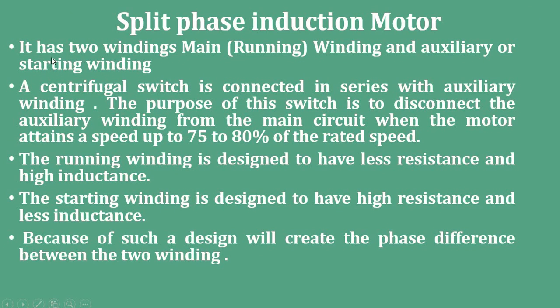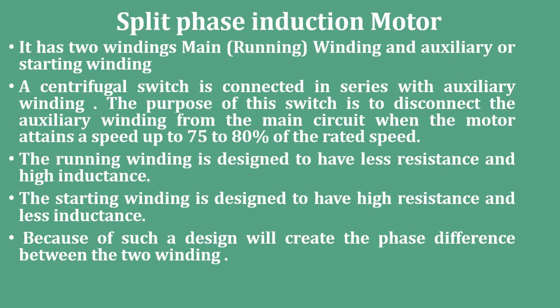You can see the description here. It has two windings, the main running winding and the auxiliary winding. A centrifugal switch is connected in series with the auxiliary winding. The purpose of this switch is to disconnect the auxiliary winding from the circuit when the motor attains a speed of 70 to 80% of the rated speed. The running winding is designed to have low resistance and high inductance. The starting winding is designed to have high resistance and low inductance, and because of such a design we get a phase difference between the currents flowing through the two windings.